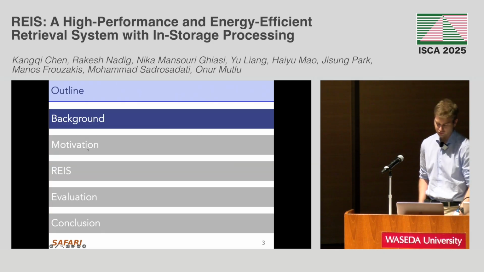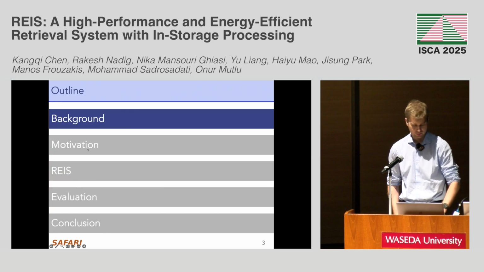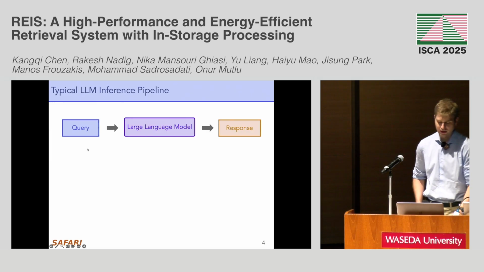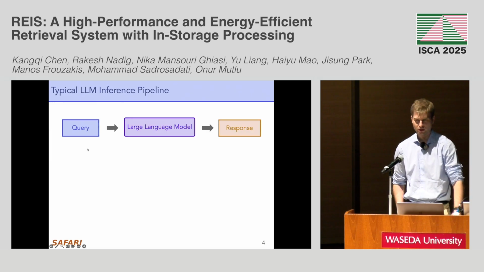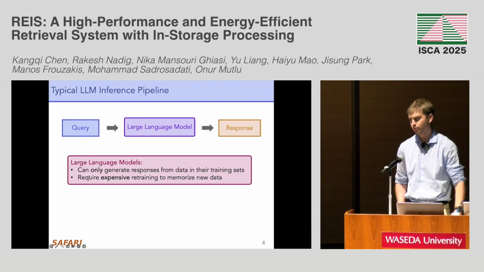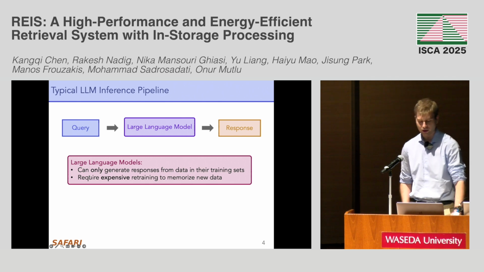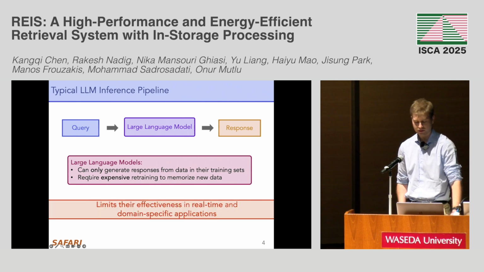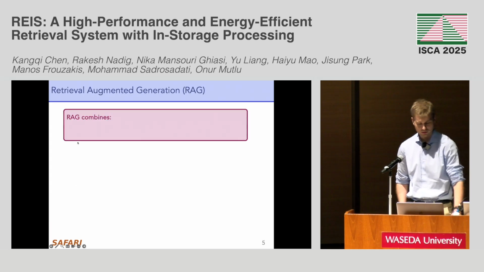So this is an outline of my talk, and I'll start with a bit of background. Typical LLM inference pipelines receive a query, which is then fed to a large language model to generate a response. However, large language models can only generate responses from data inside their training sets and require expensive retraining to memorize new data. As a result, this limits their effectiveness in real-time and domain-specific applications.